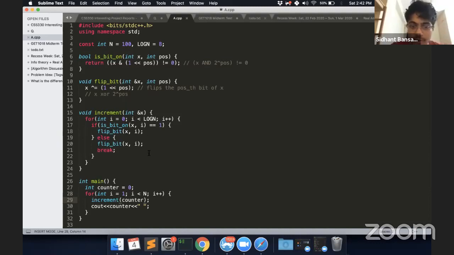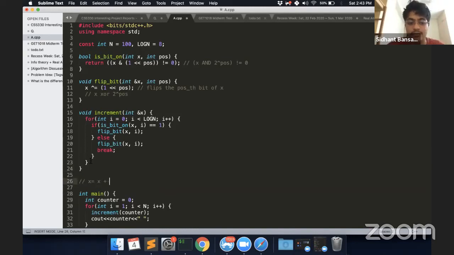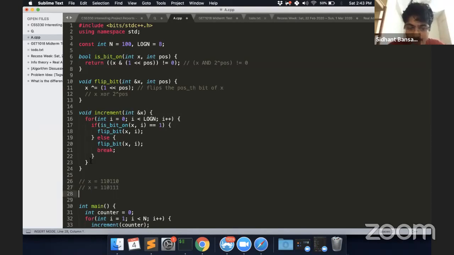You take the binary representation of x and you try to go from x to x plus 1, but in its binary representation, not the normal integer way. You can see in my entire code, I'm never trying to do something like x equals x plus 1 or x plus plus. I'm never doing that, but still I'm incrementing, right? So the idea is, let's say x in binary representation looks like this. Then in the next iteration, I want it to look like this. And in the next iteration, I want it to look like this. That's how it works.